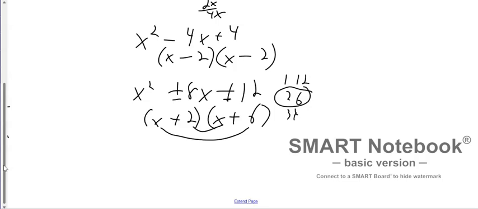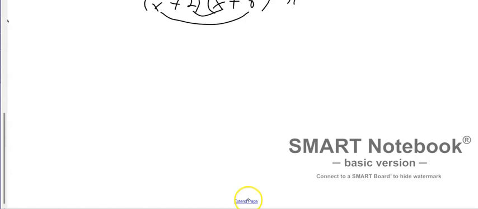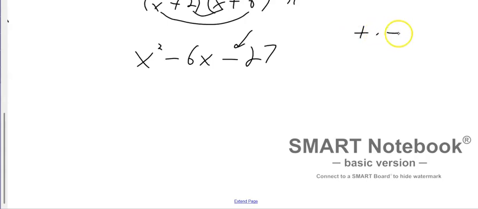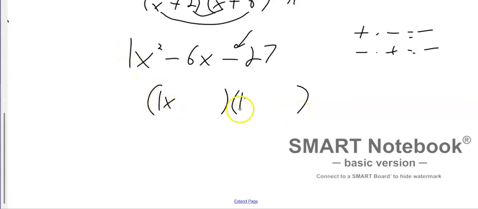Let's mix it up with a subtraction problem here. Let's do x squared minus 6x minus 27. Now notice that this is subtraction over here, negative 27. The only way we did that is 1 plus or 1 minus. Okay, positive times a negative equals a negative, and negative times positive equals negative. So my two numbers, again, 1 times 1 gives me that. But now they have to differ by 6. So instead of adding the numbers, I need to subtract them.